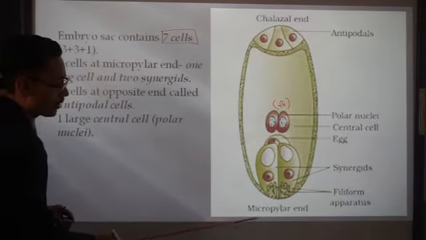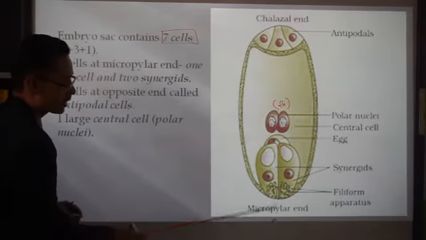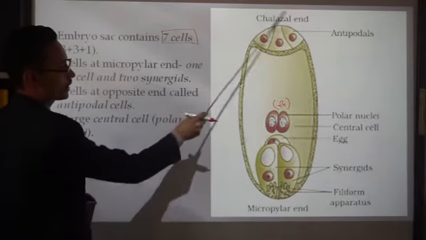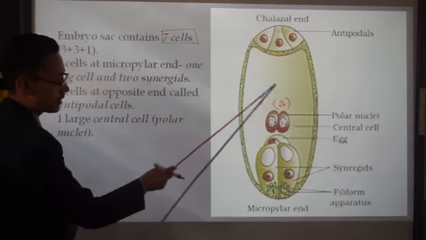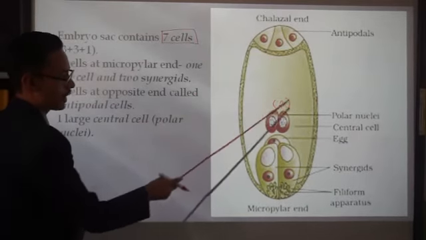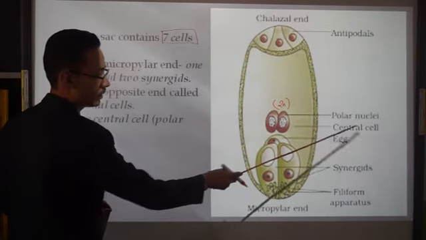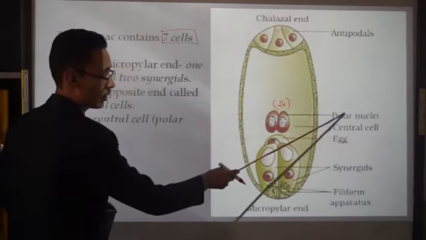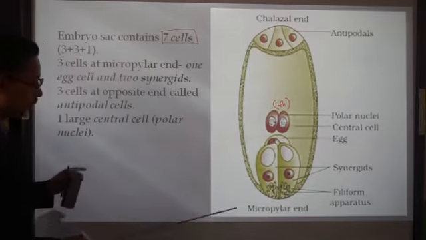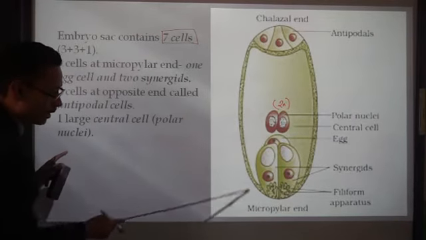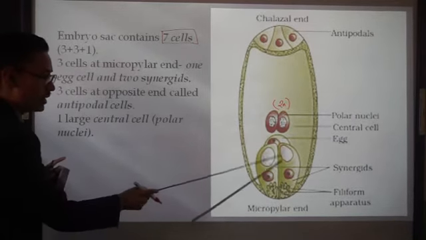So in the micropylar end we will find 3 cells, in the chalazal end we will find 3 cells, and in the center we will find 1 cell. The polar nuclei, we call it the central cell. We call it the central polar nuclei. Clear?